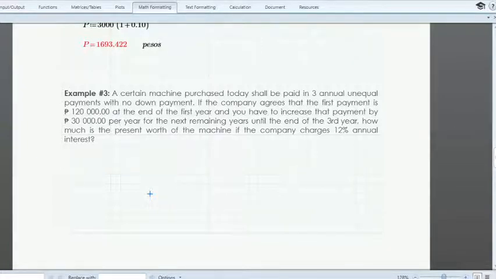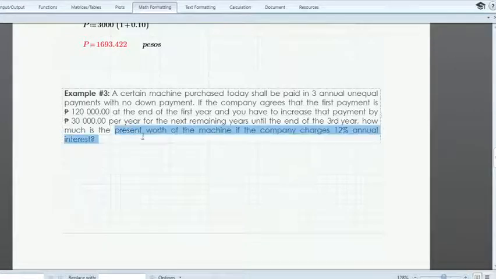So, here, it is said that the payment will increase by 30,000 per year. Naka-percent ba si 30,000? Hindi, tama? Whole number si 30,000. Meaning, siya ay arithmetic. So, kung arithmetic siya, ano magiging solution natin dito?